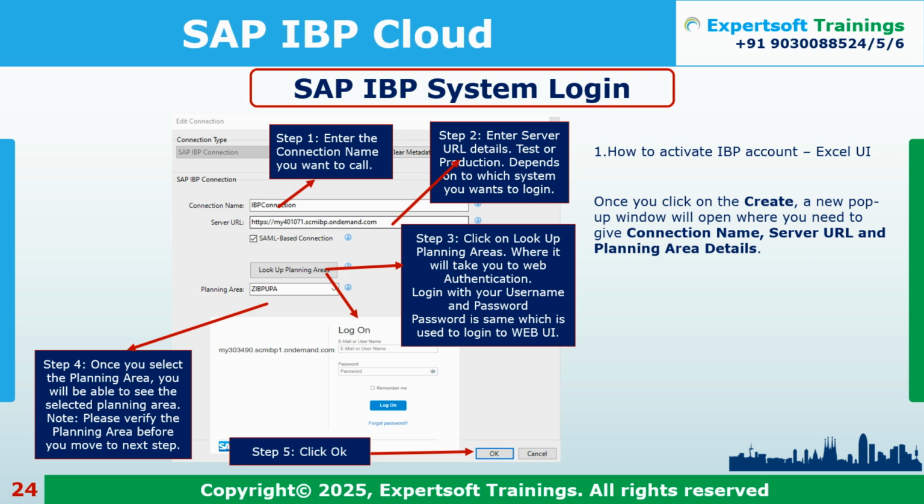Basically, whatever URL you received, once the user ID is activated, to activate the user ID you received one mail, right? In the mail, the URL will be there, the IBP instance. That is the IBP URL. You need to add that URL here, choose one of the planning models within your IBP, and click on the login.